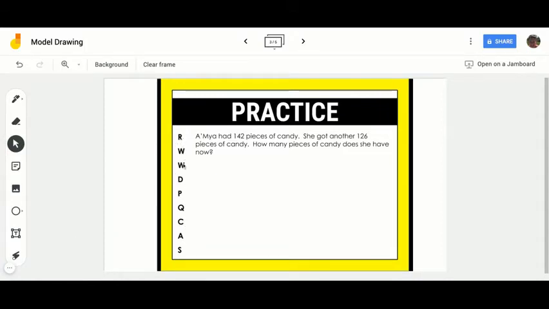Real wise workers do problems, quit complaining about it silly. So our first step is to read our problem. Amaya had 142 pieces of candy. She got another 126 pieces of candy. How many pieces of candy does she have now? All right, we have read our problem, so we can check mark that step.